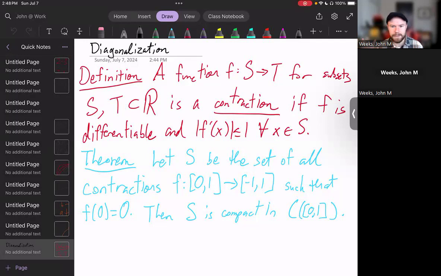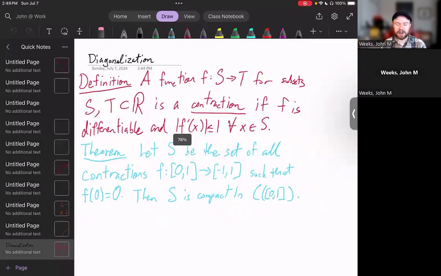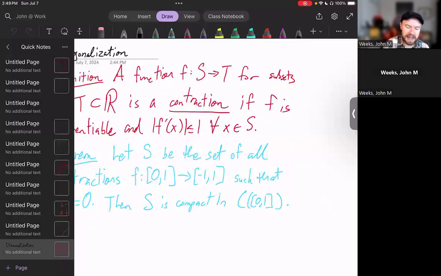A function f from S to T, for two subsets S and T of the real numbers, is a contraction if the function f is differentiable and the absolute value of its derivative is less than or equal to 1 for all x in S. A way to think about a contraction is that its growth is controlled by 1.